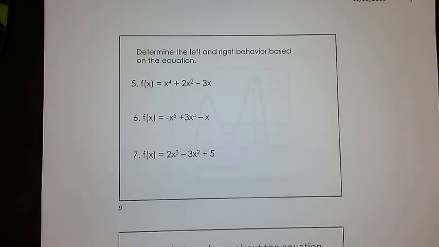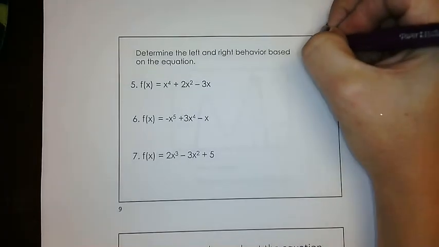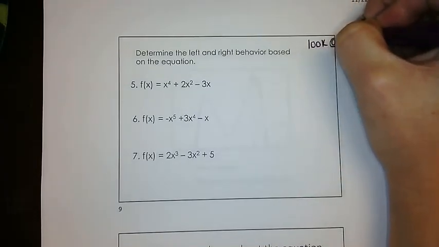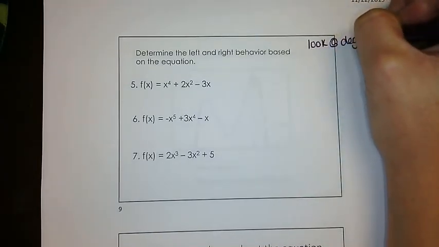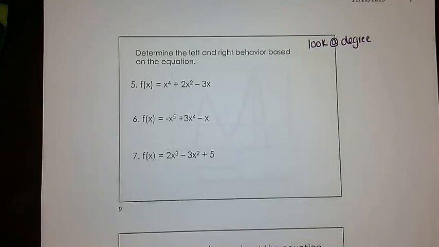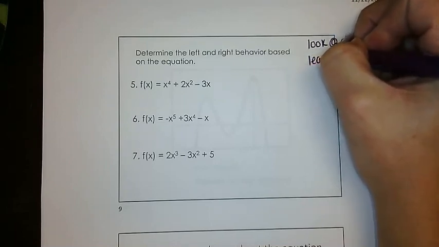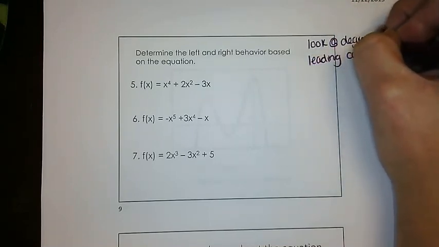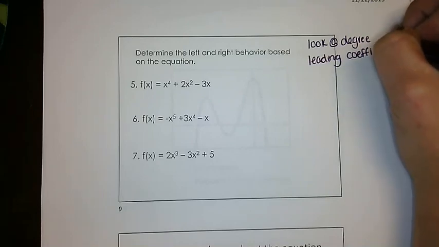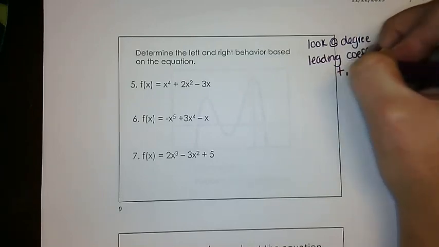Okay, so now let's look, if we're given the function, how is the graph going to look? So biggest thing, there's 2 things to look at. One, you want to look at the degree. And then you also want to look at the leading coefficient. You want to know if it's positive or negative.